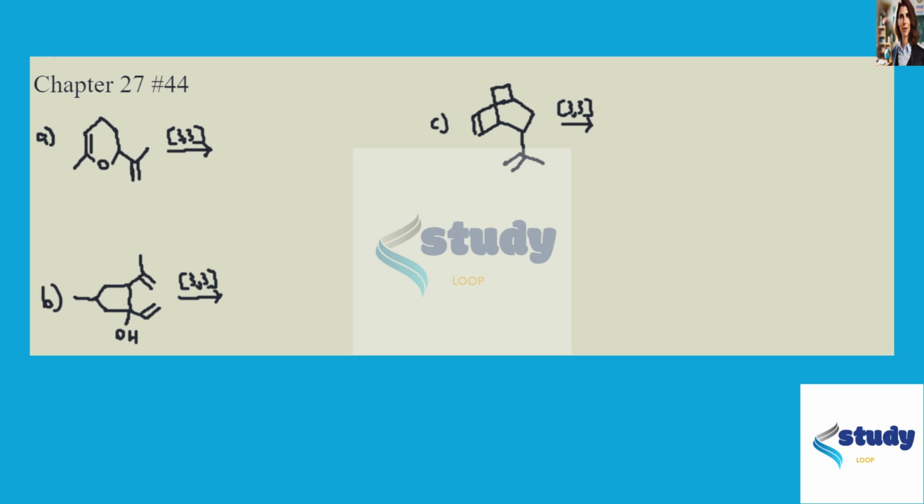This is the answer to Chapter 27, problem number 44 from the Smith Organic Chemistry textbook. And this problem is asking us to draw the products of three reactions, each of which is a 3,3 sigmatropic shift. The best place to start with each of these is to draw the movement of the electrons, and that will make it much easier to draw the products.